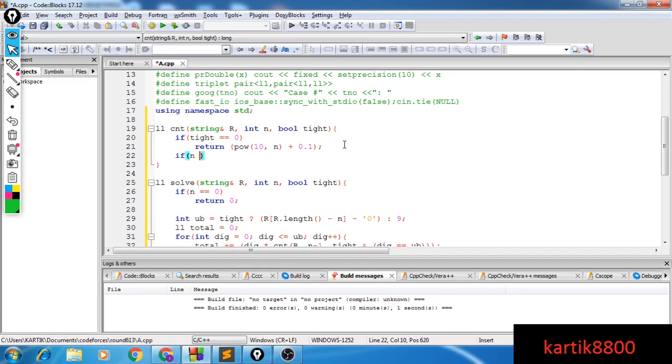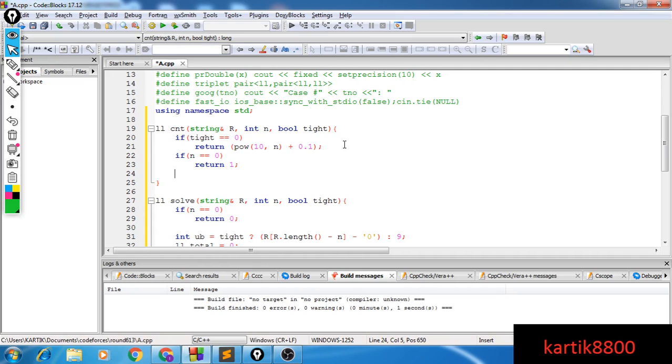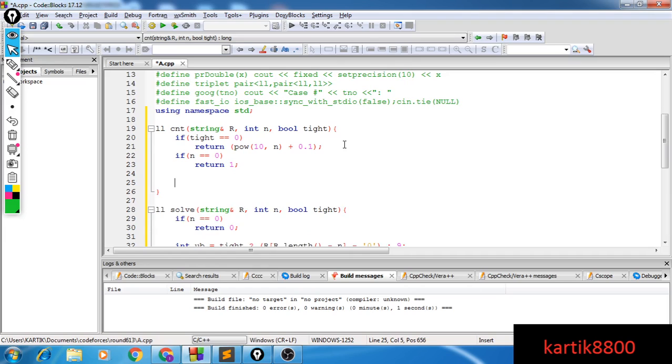If the number of digits n equals 0, then what? You can return a 1. Why is that so? Because if tight is still 1 and n equals 0, this means you generated a number that was exactly equal to r, and that is one number, right? You have to keep account for that. So you return a 1 here, or you can say the empty number is a 0-digit number, you have a contribution of 1 for that. Okay, so that's it. You have two base cases now.